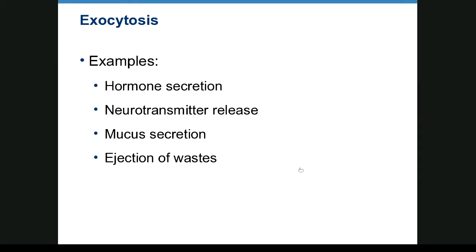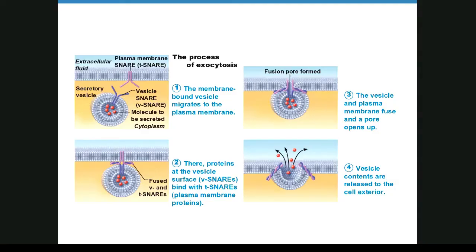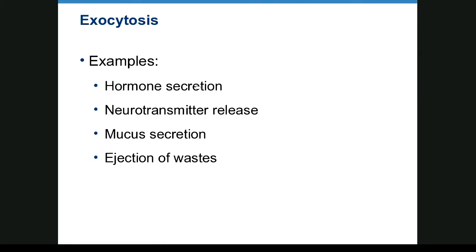Exocytosis, spitting stuff out of the cells. This is an example. Here's the stuff in the cell you want to get rid of. It comes up here and attaches, opens, and then pulls wide and spits it out. Hormone secretion, neurotransmitter secretion, mucus, and getting rid of waste from the cell are generally by exocytosis, kind of like spitting out a watermelon seed.